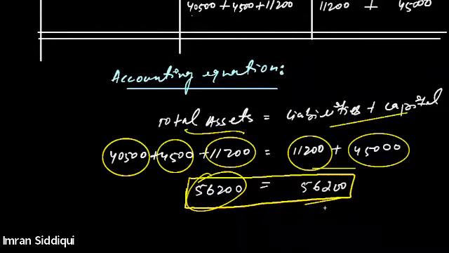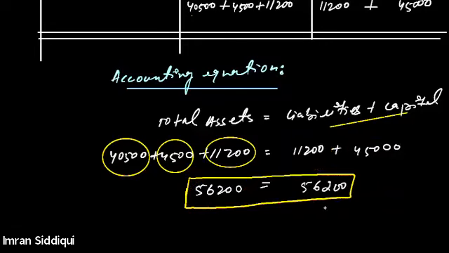If both the sides have the same values, it means that you have done the question correctly. If both the sides are not equal, that means we must have committed some mistake somewhere while solving the question. I hope it is clear to you.